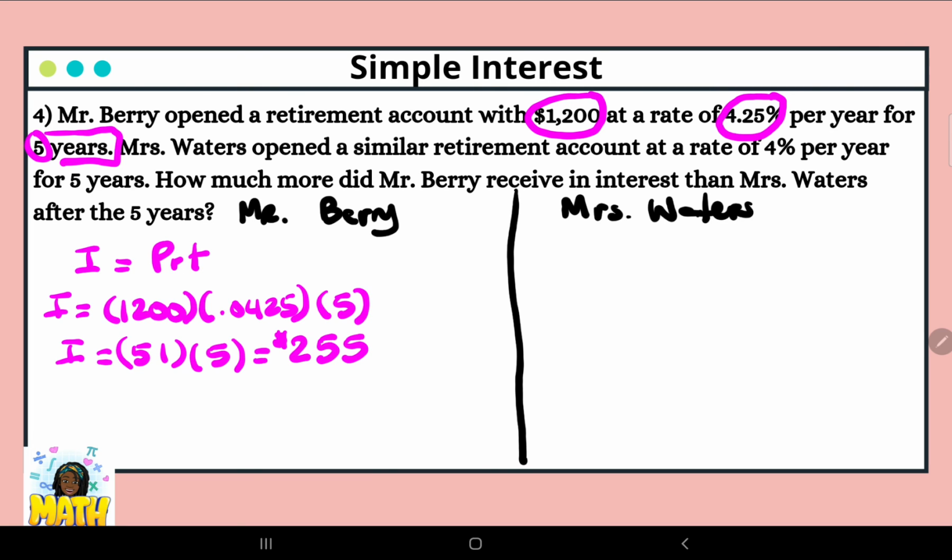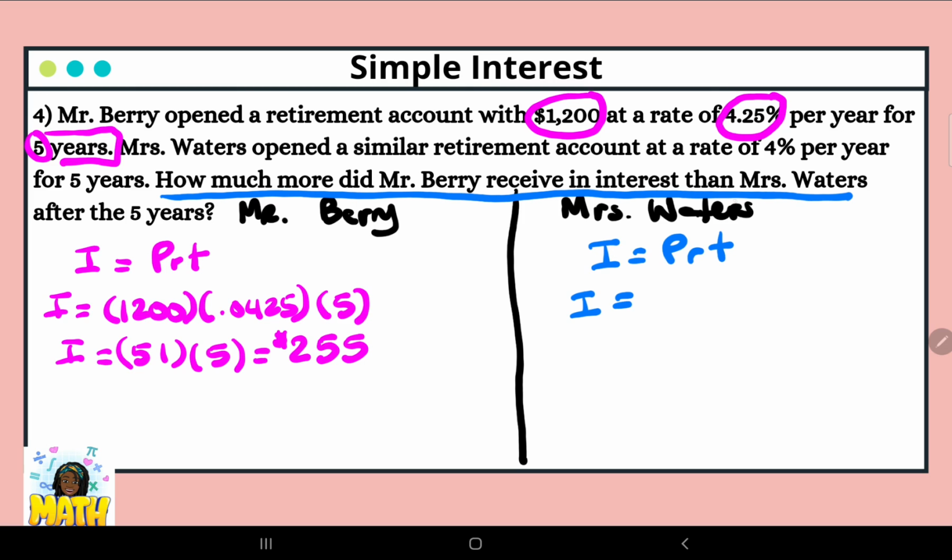So his interest earned would be $255. Now, when we go back to the question, it just wants to know how much more did he receive in interest than Mrs. Waters. So I don't need to actually add this to the principal amount. I can stop here and then go ahead and calculate Mrs. Waters' amount. So I'm going to write the formula for her as well and then plug in the numbers.